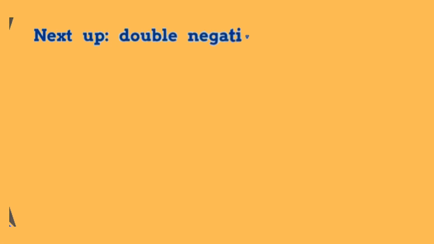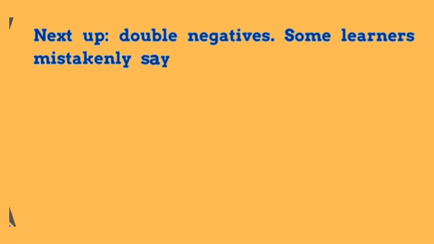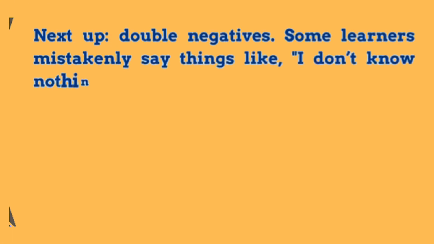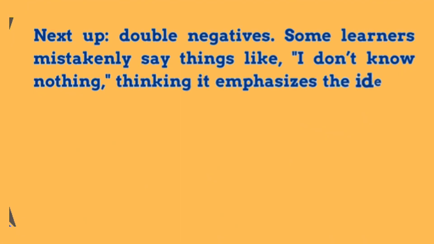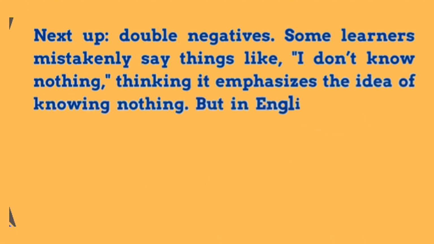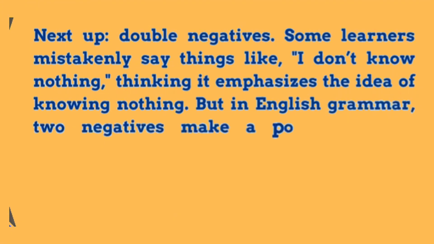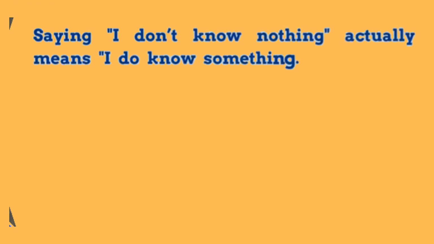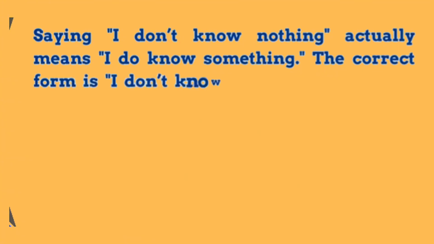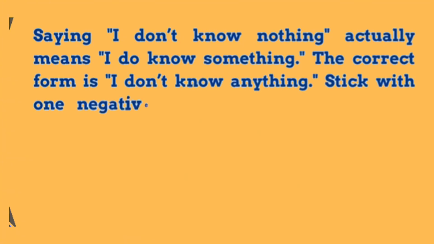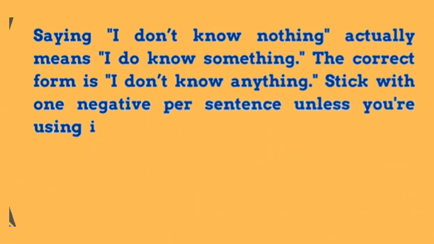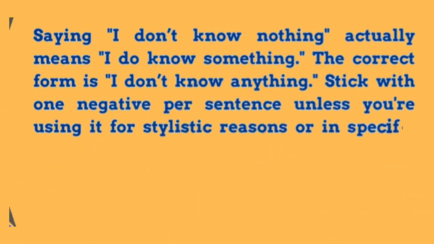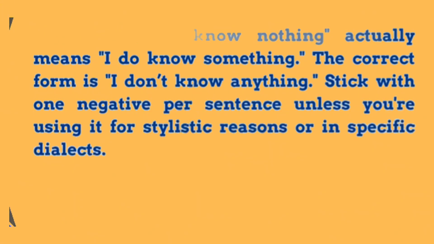Next up, double negatives. Some learners mistakenly say things like, "I don't know nothing," thinking it emphasizes the idea of knowing nothing. But in English grammar, two negatives make a positive, which changes the meaning. Saying, "I don't know nothing" actually means, "I do know something." The correct form is, "I don't know anything." Stick with one negative per sentence unless you're using it for stylistic reasons or in specific dialects.